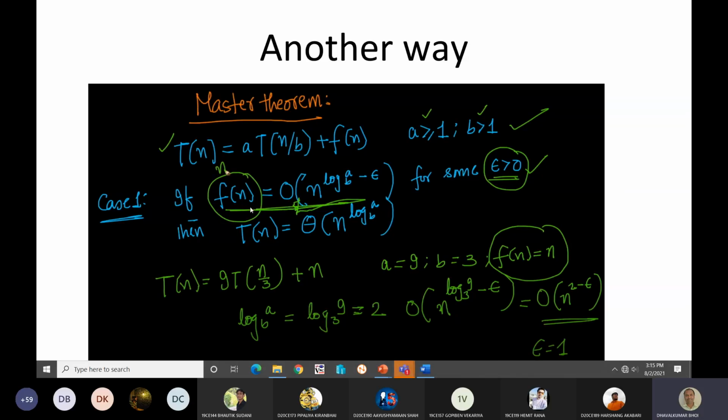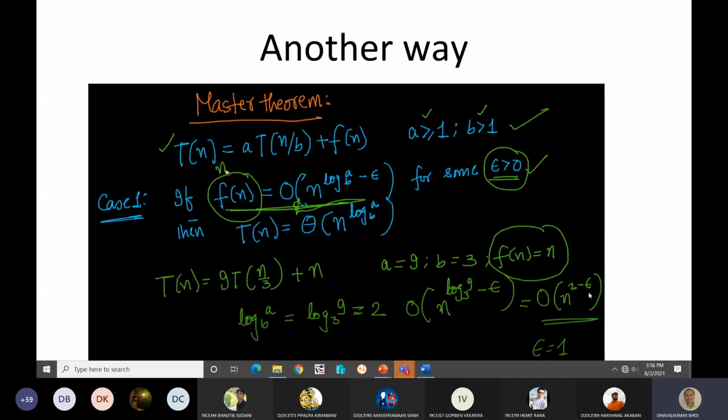Now what to do? Does it satisfy this condition? The f of n given to you is n. So if we subtract some constant, can this condition hold or not? So order of n raised to log a base b minus epsilon is equal to order of n raised to 2 minus epsilon.